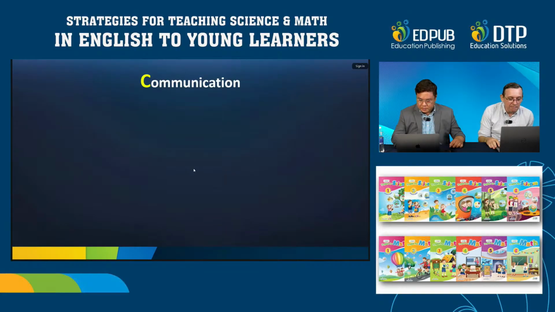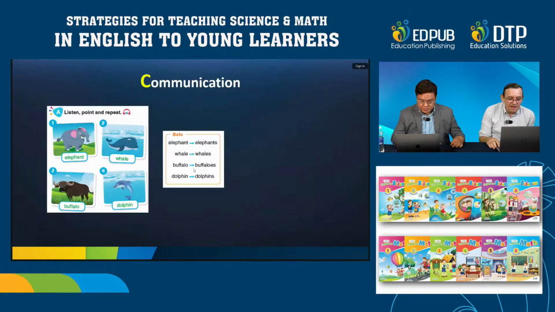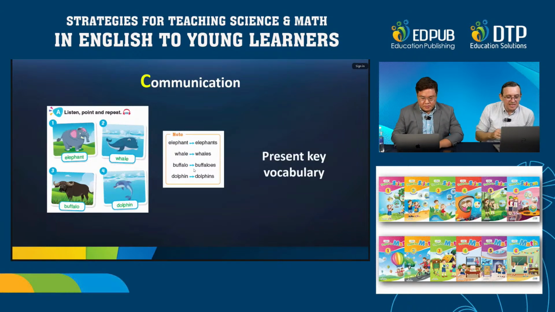Communication is an example. We have the key vocabulary. This is from the lesson about animal habitats. We've got 4 animals there. We've also got the plurals as a note to help the students. We've got elephant, we've got whale, we've got buffalo, we've got dolphin. So we present the key vocabulary.